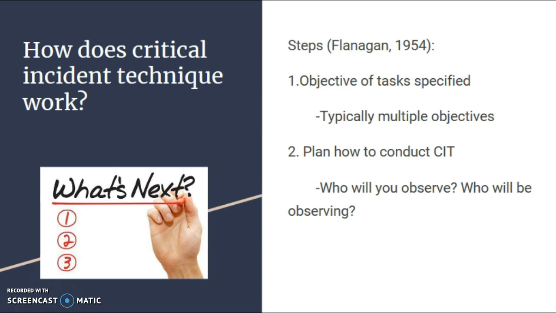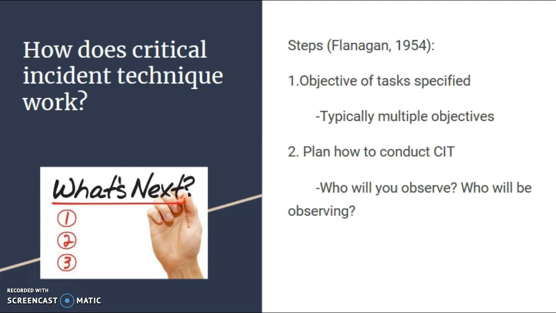With this, there are 5 steps that you need to take in order to conduct a full CIT, which were created by Flanagan also in 1954. The first of these steps described by Flanagan is to specify the objectives of the overall task. There are usually multiple objectives, and these are usually determined by whoever has the authority over the task at hand.